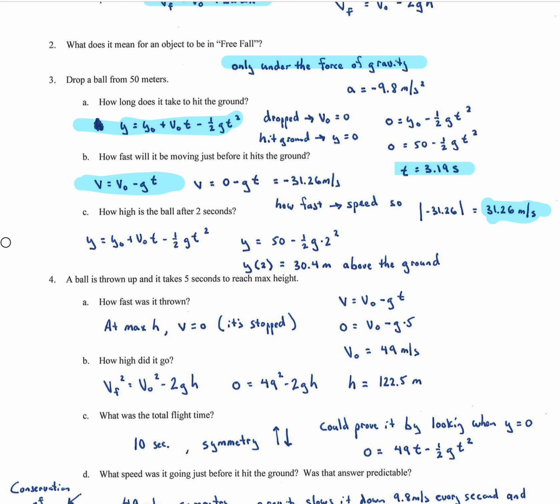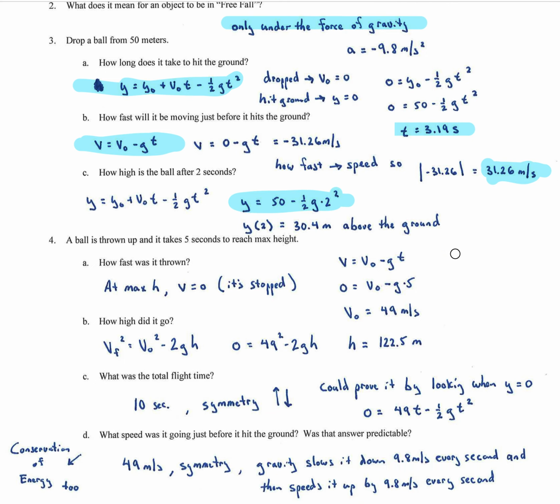All right, how high is the ball after 2 seconds? Well, it's fallen a certain distance, but we can just use the position equation. We want to know how high it is when time is 2. It's dropped, so v naught is still 0. The initial height is 50, and so I'm just plugging into this equation and solving. From more of a math point of view, I'm really saying y of 2: what is the height when time is 2? And you get 30.4 meters. And again, of course, that is above the ground.